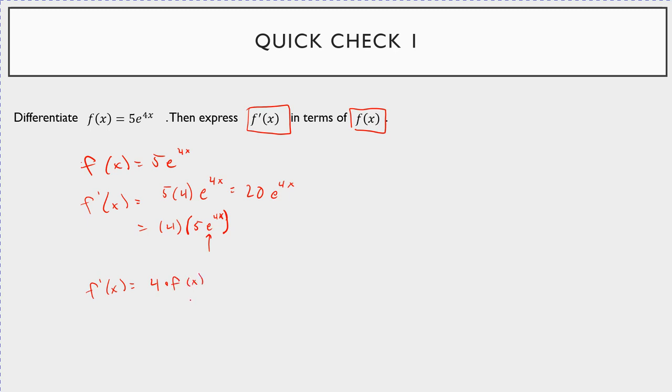Okay, so what you're noticing here is that when you have a function that involves e by itself, so like something like 5e to the 4x, not plus like 2x squared, something just with an e in it, you can write the derivative in terms of the original function. So it looks like it's just a constant times the original function.